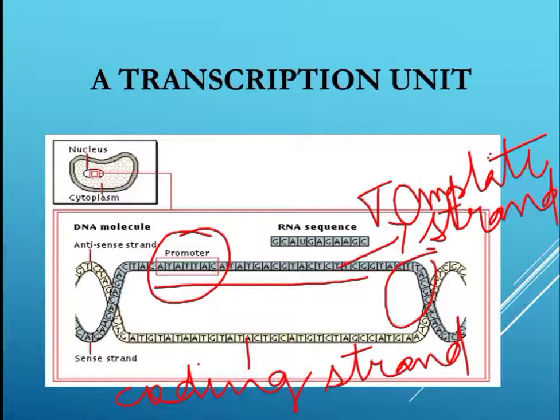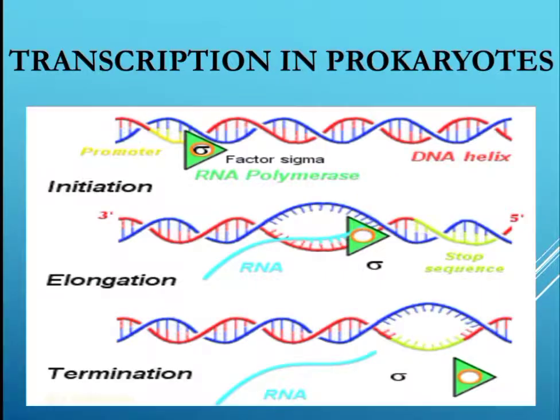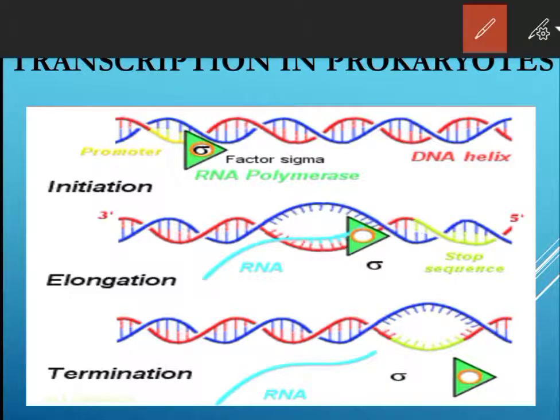Okay, now let us study about transcription in prokaryotes. DNA-dependent RNA polymerase is the single enzyme that catalyzes the transcription of all types of bacterial RNA, as shown in the figure, and it takes place in 3 steps. The first step is initiation, then elongation and termination.